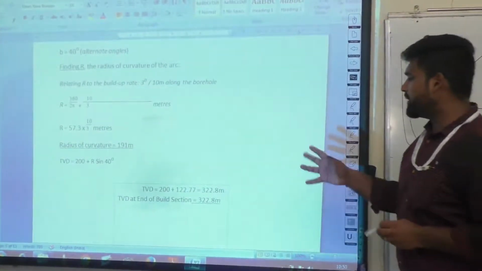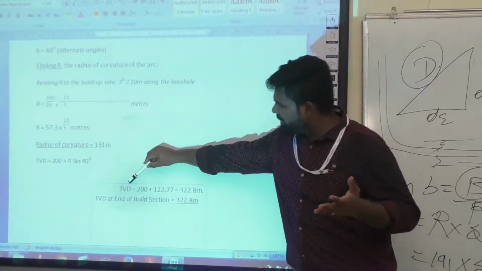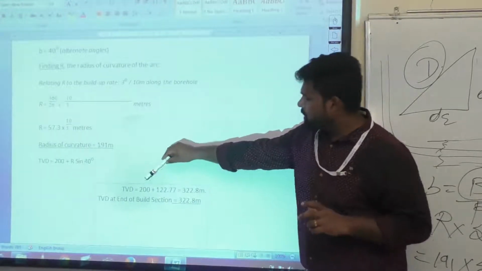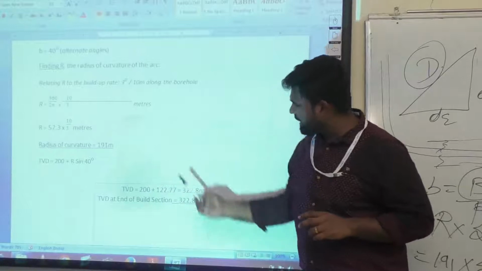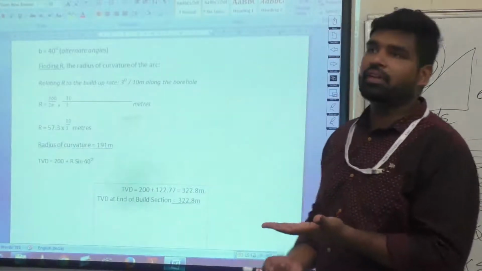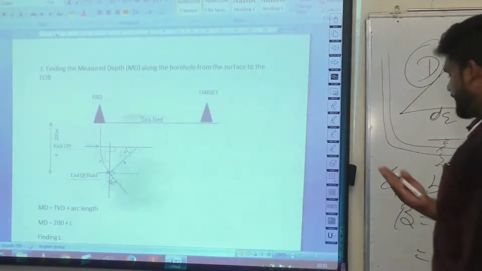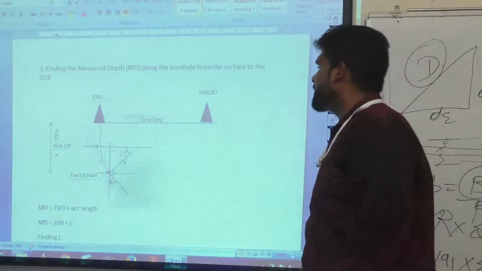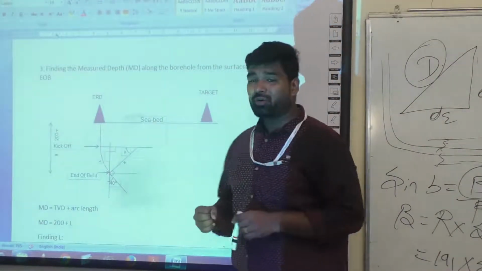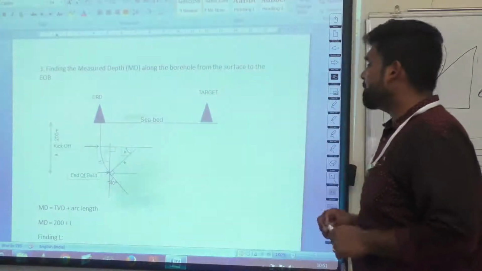Here, which is 122.77. So when you get that, what is the formula for TVD before? TVD is the vertical section plus B meters. B is like 122. So when you add both of it, you get the answer for true vertical depth at the build-up section. And what is the third step? Finding the measured depth along the borehole from the surface to the end of it. Before we have found TVD, what is this MD now? MD is nothing but the measured depth.